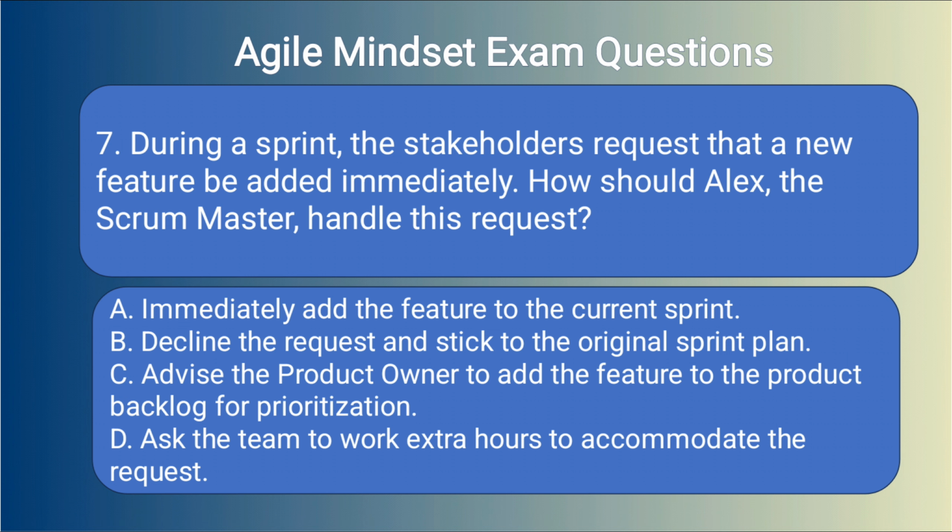7. During a sprint, the stakeholders request that a new feature be added immediately. How should Alex, the Scrum Master, handle this request? A. Immediately add the feature to the current sprint. B. Decline the request and stick to the original sprint plan.